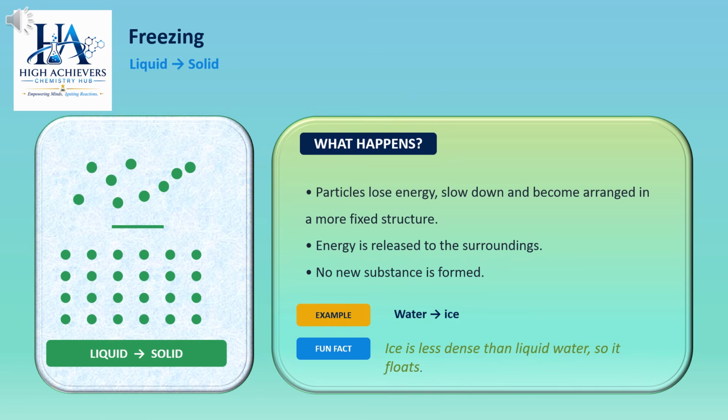Freezing is the opposite of melting. It is the change from a liquid to a solid. When a liquid is cooled, its particles lose energy and move more slowly. Eventually, they become arranged in a more fixed structure, forming a solid. Energy is released to the surroundings during freezing. Water provides an interesting exception. Ice is less dense than liquid water, which is why ice floats on water. This unusual property is very important for life in aquatic environments.